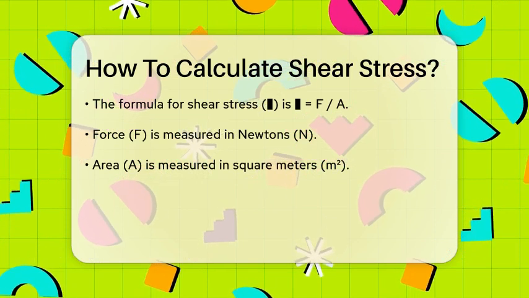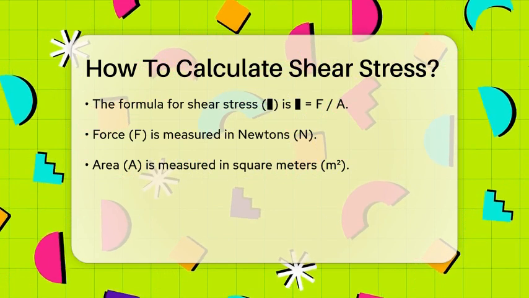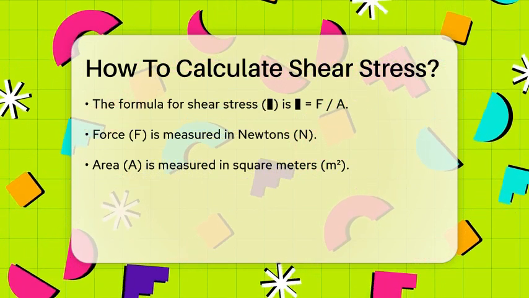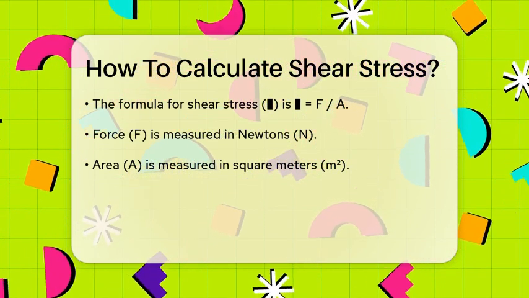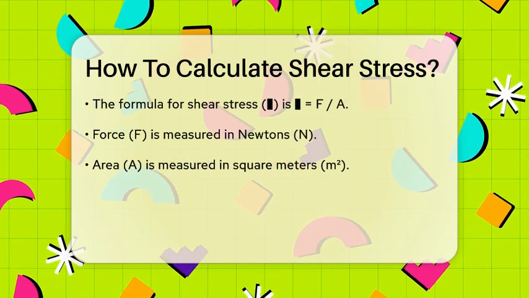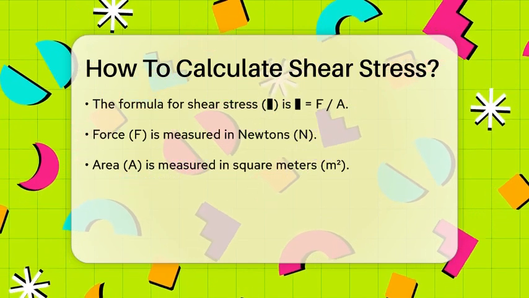For example, if you have a beam and you apply a force of 100 N to it, and the cross-sectional area of the beam is 0.1 m², the shear stress would be 100 N / 0.1 m², which is equal to 1000 N/m², or 1000 pascals.